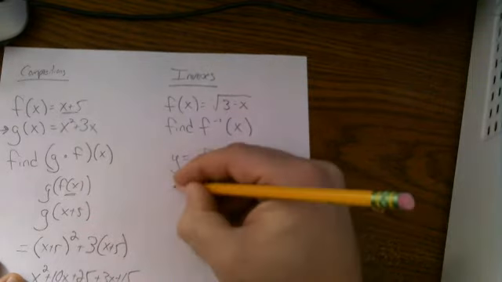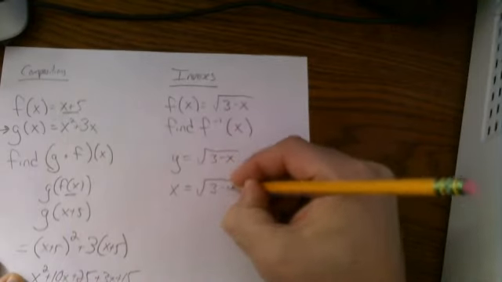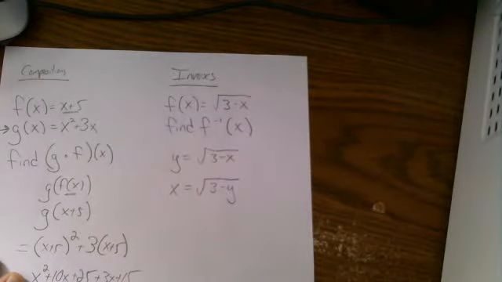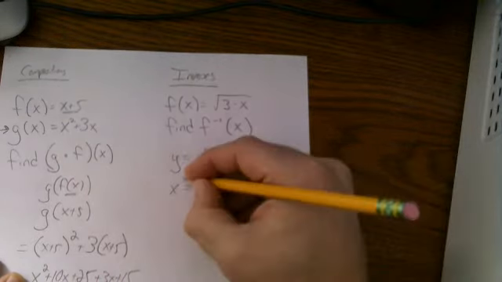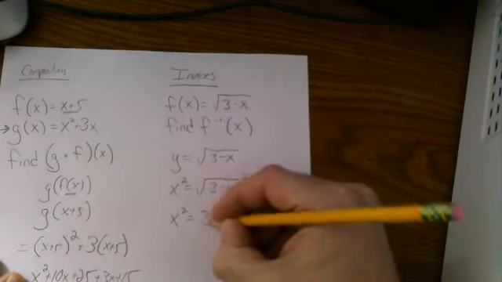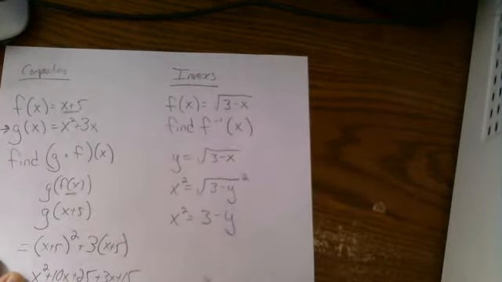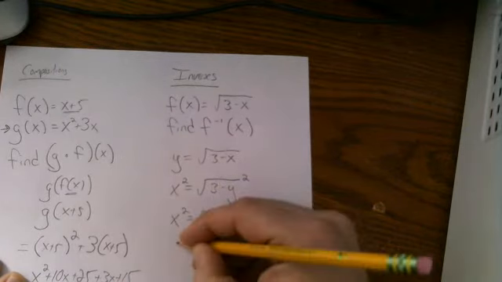Nothing is moving with x and y. We're simply interchanging their positions. So we have x equals radical 3 minus y. And now we can solve for y. So we want to get rid of this radical, so we have to square both sides. X squared equals 3 minus y. When you square a radical, it simply gets rid of the radical sign. Let's subtract 3 from both sides.